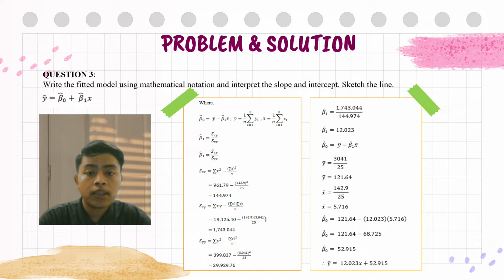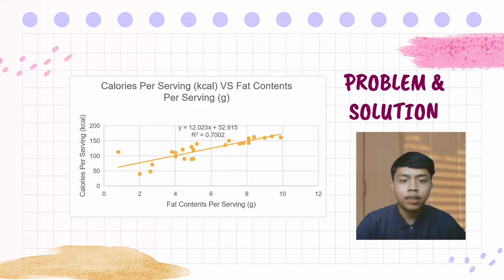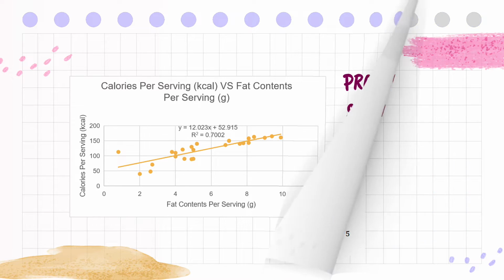From the values that we had gained, we feed the answers of beta hat 0 and beta hat 1 to the first equation to find the y hat. Hence, y hat is equal to 12.023x plus 52.915. This is the line that we had sketched using the interpreted slope and intercept.